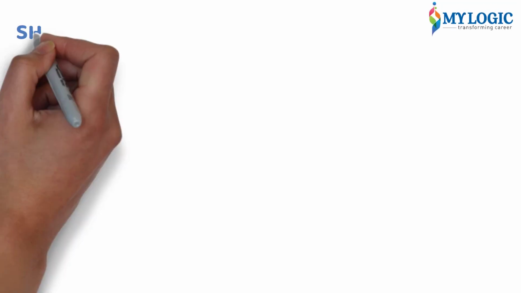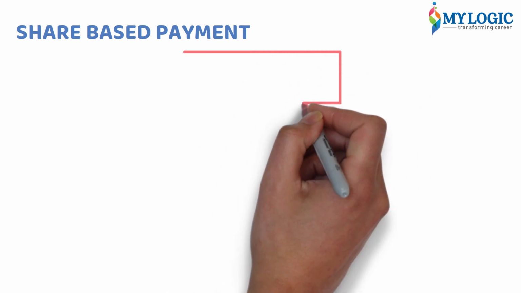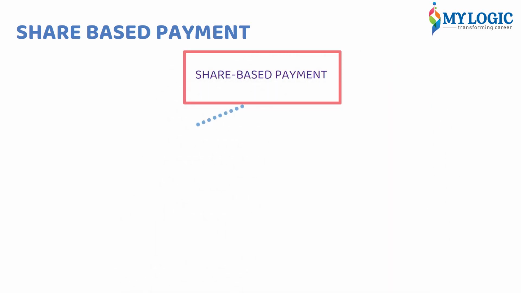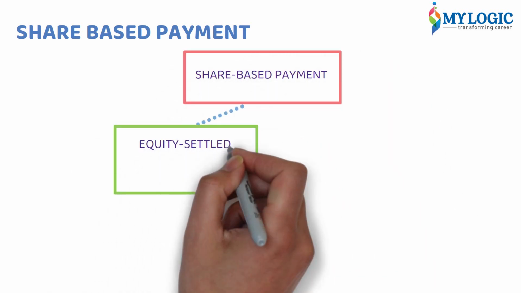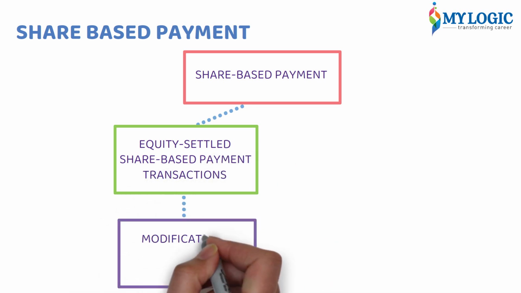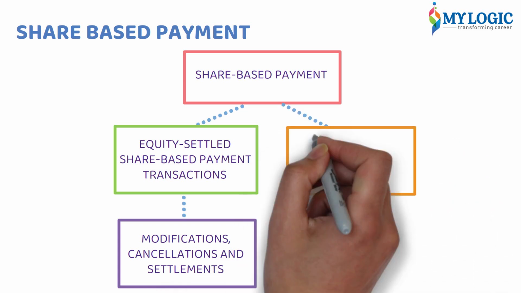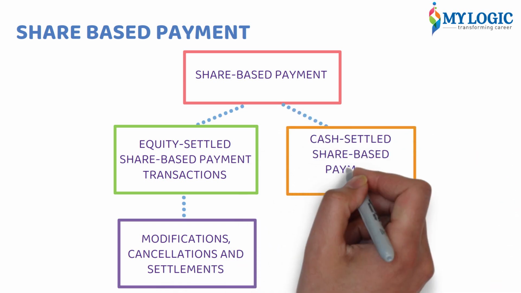Chapter 10. Share-based payment. The contents to be covered in this chapter are as follows. Share-based payment. Equity-settled share-based payment transactions. Modifications, cancellations, and settlements. Cash-settled share-based payment transactions.